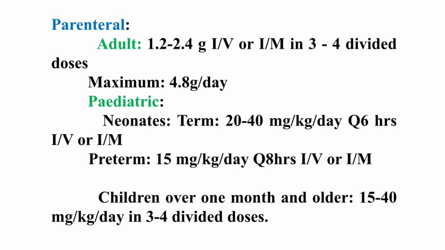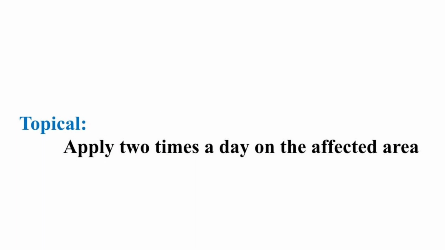Preterm babies 15 mg per kg per day every 8 hours, intravenous or intramuscular. Children over 1 month and older 15 to 40 mg per kg per day in 3 or 4 divided doses. Topical: apply 2 times a day on affected area.